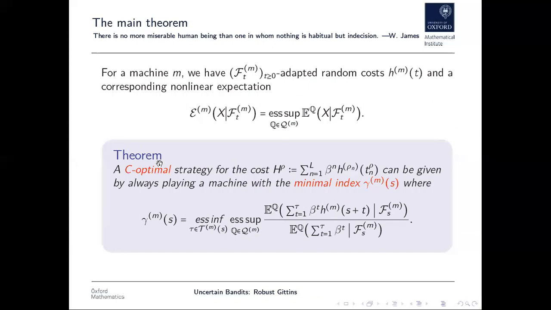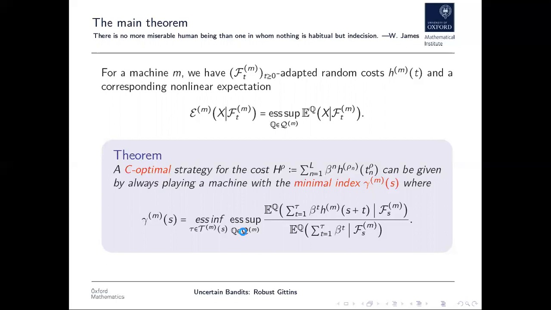Okay, and when we can get that structure of the optimal, we can establish the Gittins index theorem under the robust version. So we can say that there exists an index such that playing the machine with the minimum index gives you a C optimal answer. And this index can be evaluated by solving a nonlinear optimal stopping problem, taking the infimum over stopping times, and you have a family of measures that you consider.